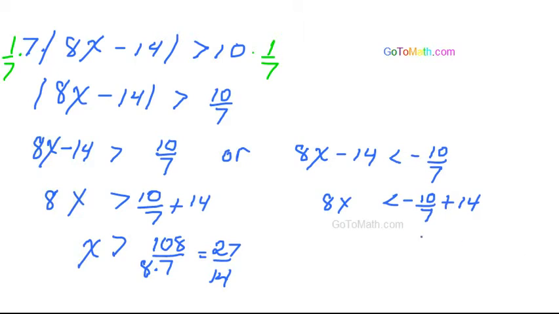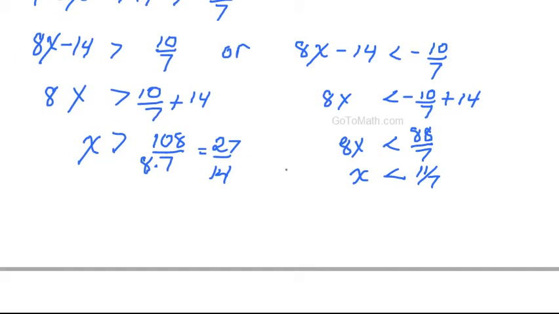That's going to be 88 over 7. And of course we have x is less than, and this is going to end up being 88 over 56. Alright, 88 over 56, and that's going to reduce down to 11 over 7. Okay.